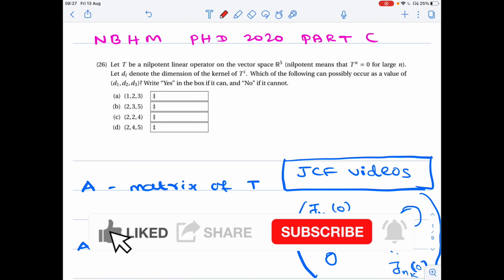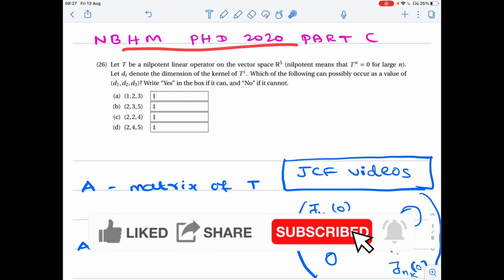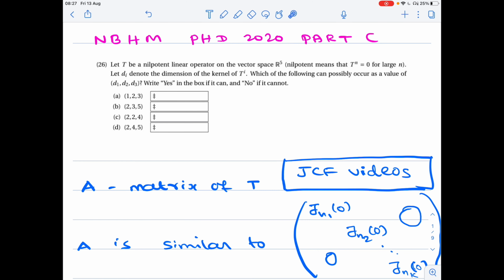Mathematicians, today we see a nice problem about Jordan canonical form asked in NBHM PhD 2020. It is a very important problem. It can be asked again also in various exams. Let T be a linear operator on the vector space R power 5.